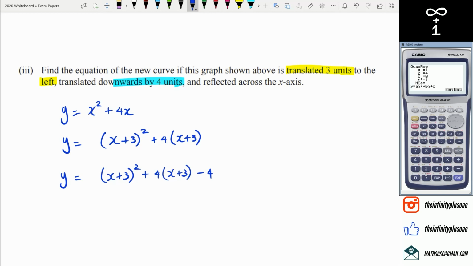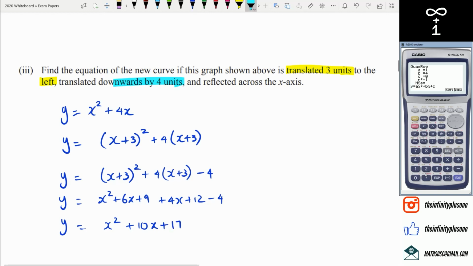And so what I could do at this point is I'm just going to expand them all quickly. So this is going to become x squared plus 6x plus 9 plus 4x plus 12 minus 4. And I'm also going to simplify it, which means I'm going to get x squared plus 10x. And I've got 21 minus 4, which is plus 17. So that's just the simplified version from here.